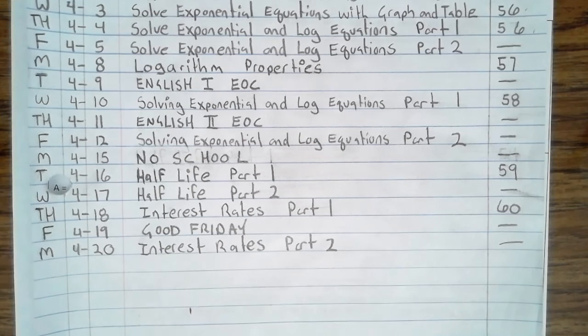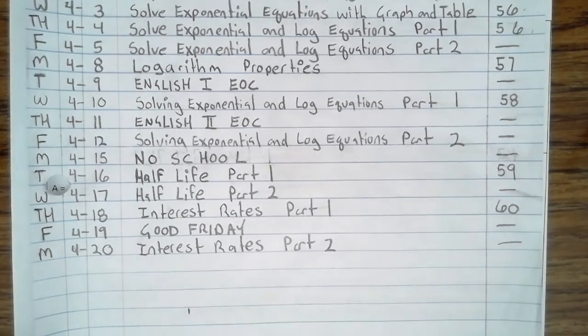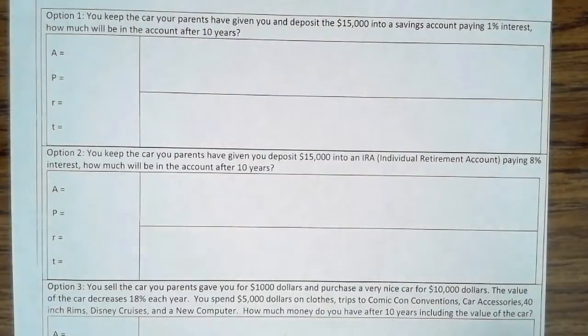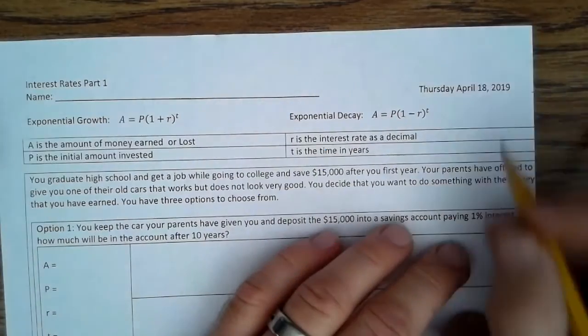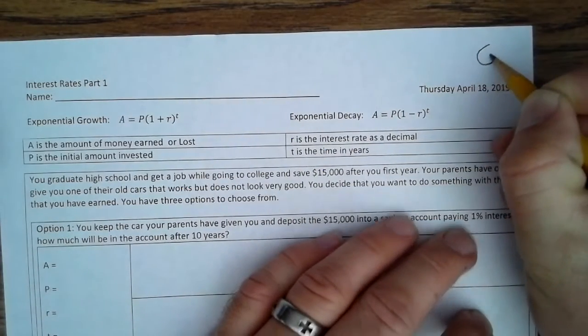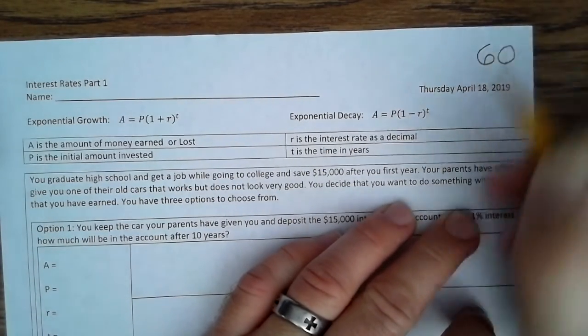Okay, Wildcats. Today we're looking at Thursday, April 18th, interest rates part 1 on page 60. If you would, update your table of contents. Okay, now your table of contents are updated. Let's take a look at interest rates part 1 on page 60. And again, this will be going in your journal.